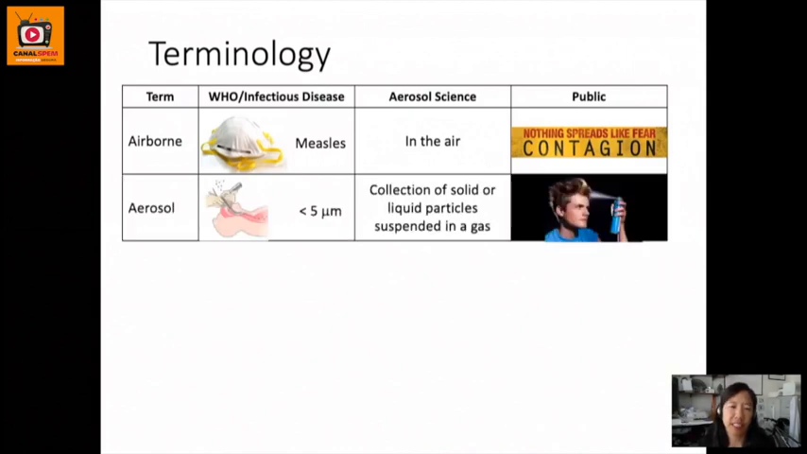The next term I'll discuss is aerosol, which, as I mentioned, is defined by some as being something smaller than 5 microns, and WHO often refers to aerosol generating procedures as the main way that aerosols are produced. These include intubation, ventilation, bronchoscopy, things that are thought to generate large amounts of aerosols in healthcare settings. Aerosol scientists define an aerosol as a collection of solid or liquid particles that's suspended in a gas. I think when the public hears this word, they think of hairspray.